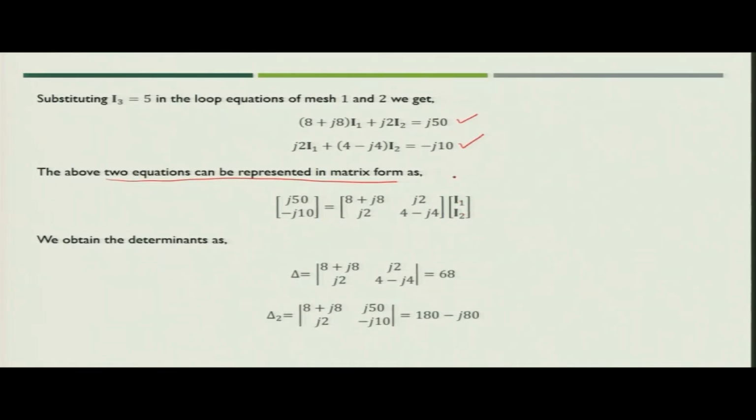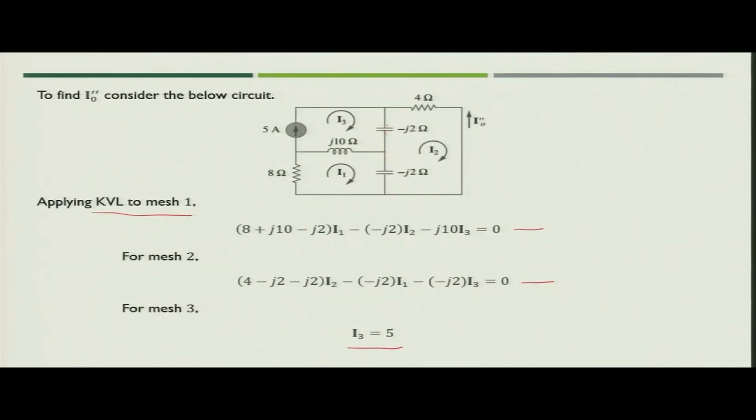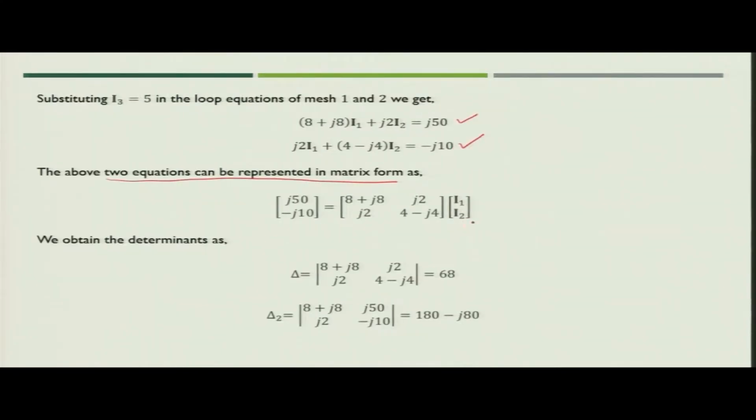Now, the objective for finding the solution of this equation is to find the value of I naught double dash. If you see, I naught double dash is nothing but minus of I2. So, it means that if we find the value of I2, that is sufficient for the calculation. So, what will be the value of I2?